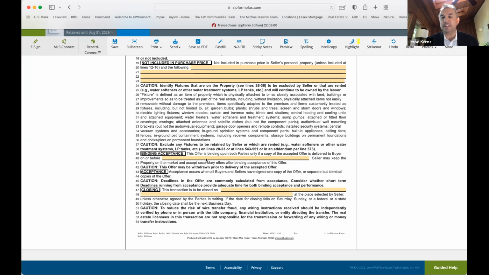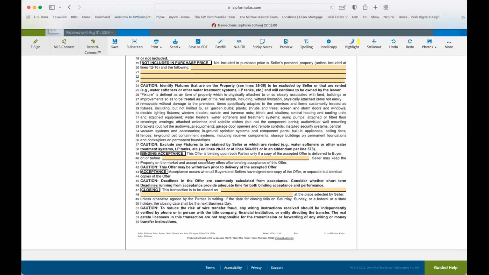What happens if they do not respond? Let's say they respond at September 1st at 2:15. Does anyone know what happens if they accepted this offer at 2:15 and delivered it? Actually, the purchase agreement expires as soon as that binding acceptance is passed, correct? Correct. Absolutely. So they accepted nothing. It is not a legal document.